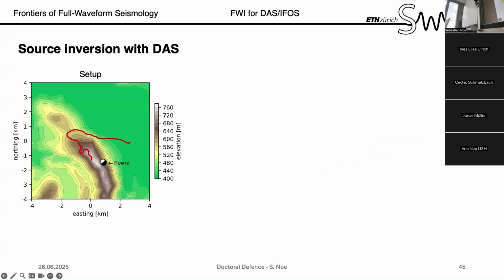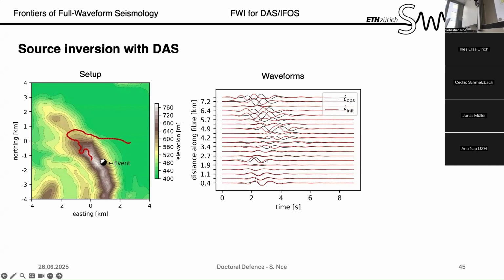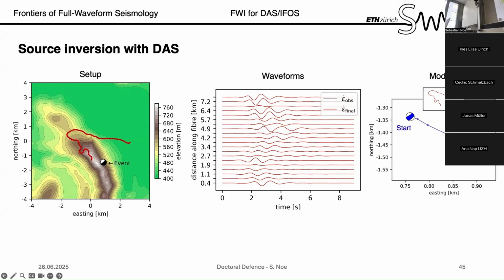And to test the source inversion, I just simulated an earthquake here. Then afterwards, I forgot about what model I used and just picked a starting model and ran the simulations again, compared the waveforms, and it looks like this. Then I started the inversion, the full waveform inversion for the source. And then you can correct the waveforms such that it's like this. And the model itself also wandered around in location quite a bit.